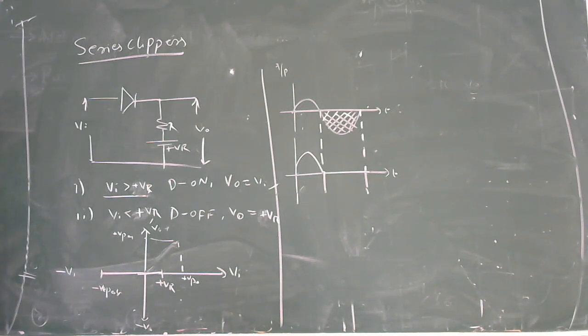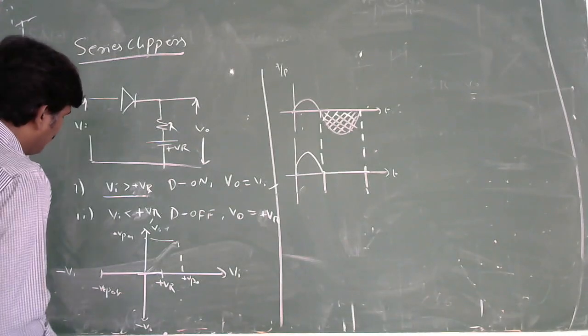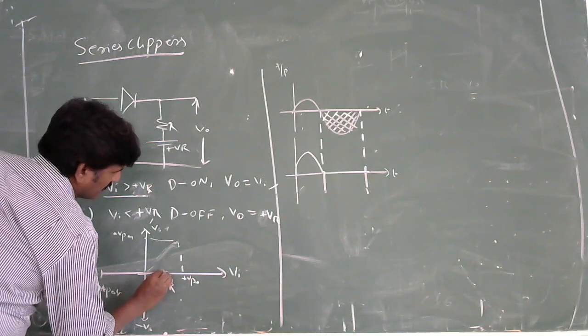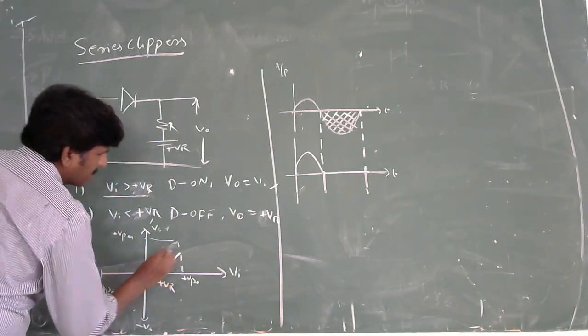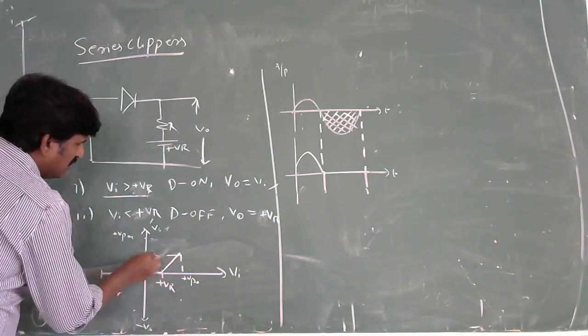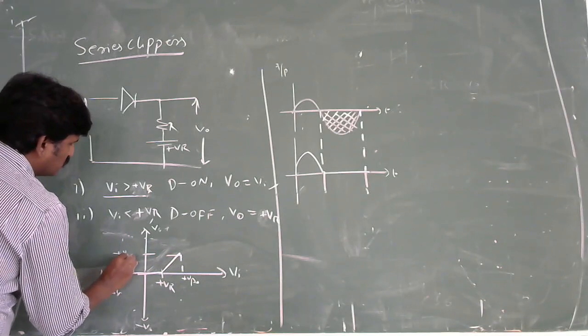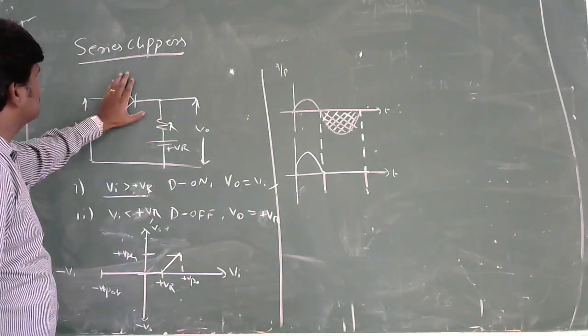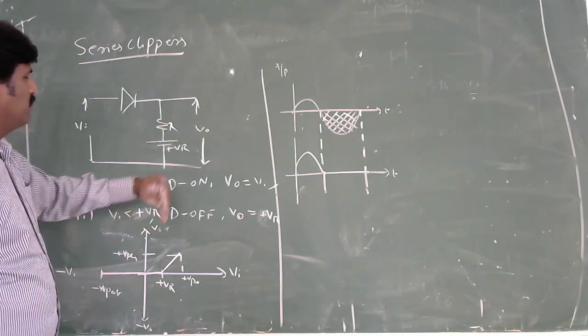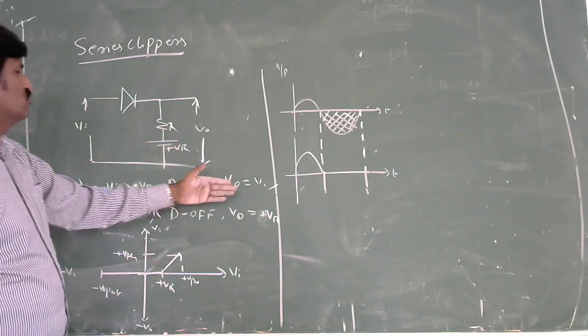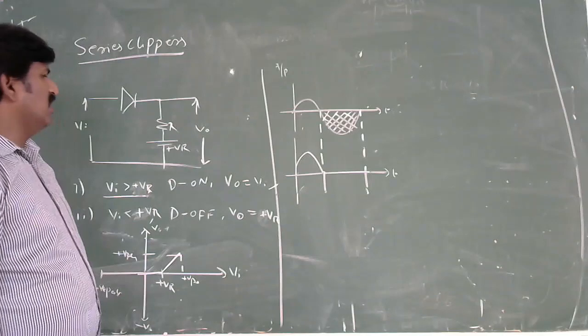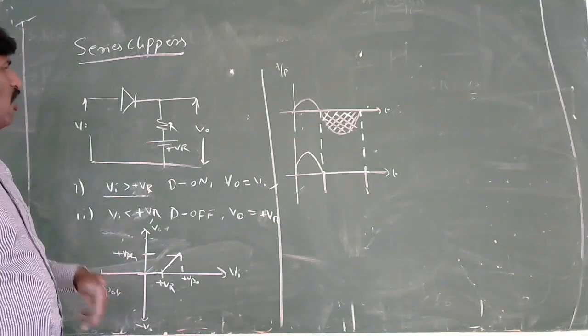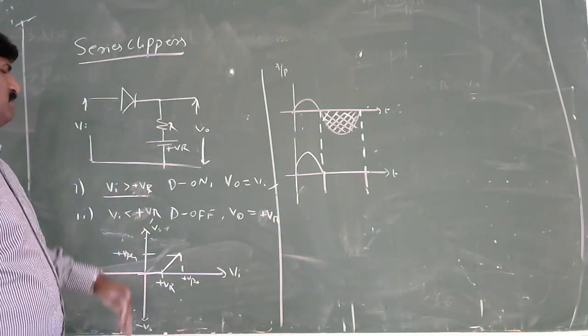Thereafter, what is going to happen? It follows the input, like this. Here again it is the positive peak. This diode is going to conduct in the positive half cycle, so that the output is equal to the input in the positive half cycle after the input crosses the plus VR.